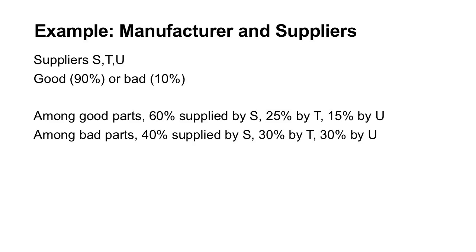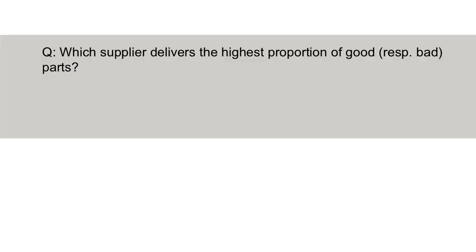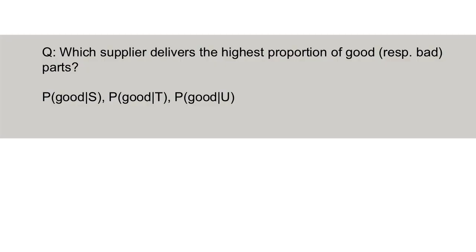And now our manufacturer is asking the following question. Which of my suppliers delivers the best parts, the fewest defective parts, the smallest proportion of bad parts, and which is my worst supplier? So in the language of probability, it's asking the following question. What's the probability of a good part given that it comes from supplier S? What's the probability of a good part if it came from T? What's the probability of a good part if it came from U?